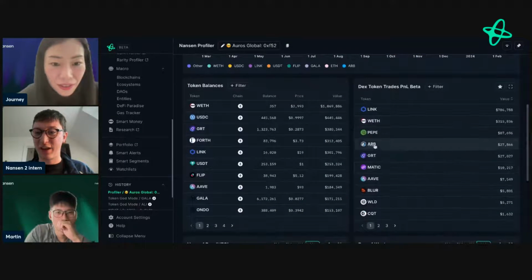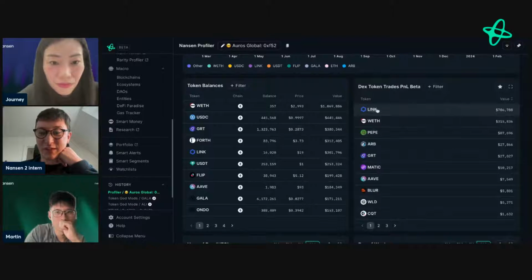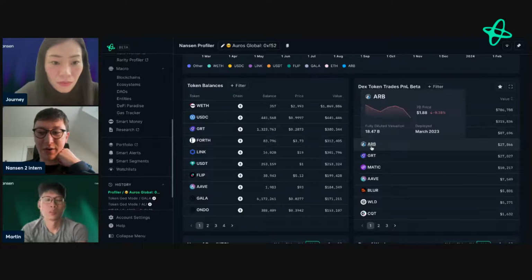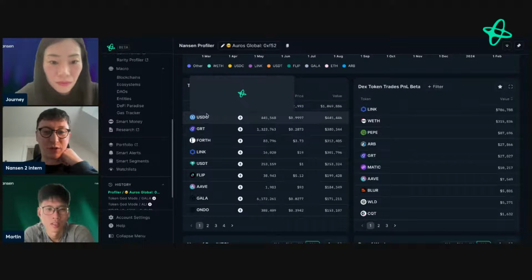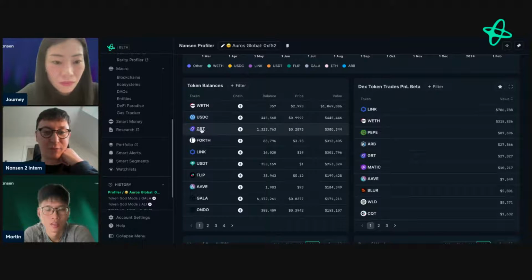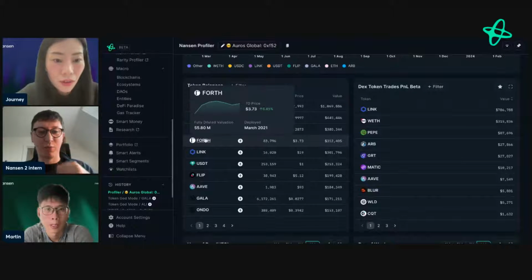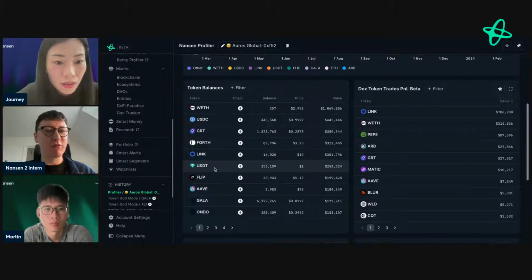And if we look at their trades, you can see they've made significant gains from Link, Pepe, ARB, and they're currently holding a bunch of ETH, USDC, GRT, Ample, 4 links. It's quite like old coins, I would say.